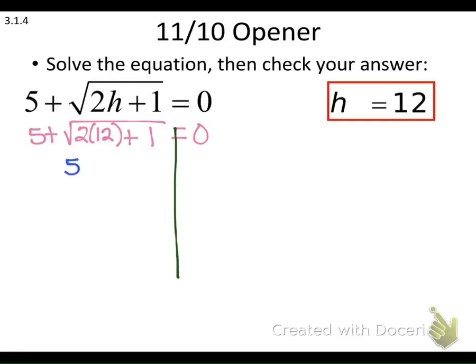So I'm going to put 5 plus... You slow. No. I'm slow. No.